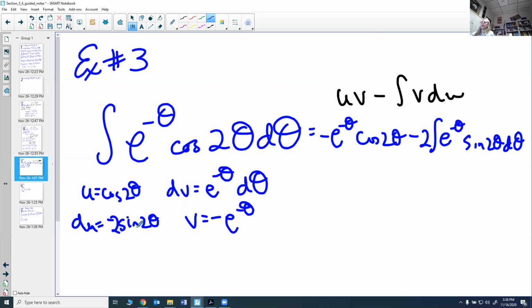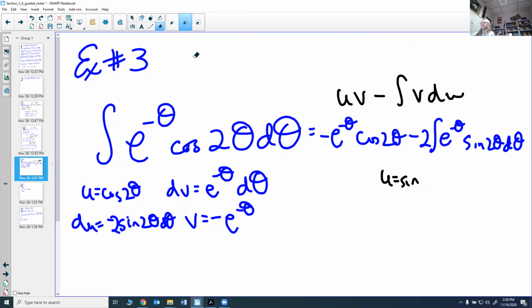d theta. I forgot my d theta. Okay, so again, I have to do this again. I'm going to use integration by parts again. I'm going to do the same thing. I'm going to let u be the sine of 2 theta in this case.